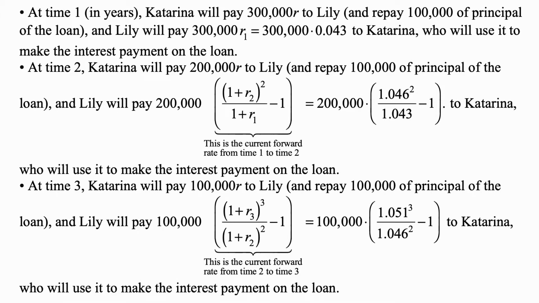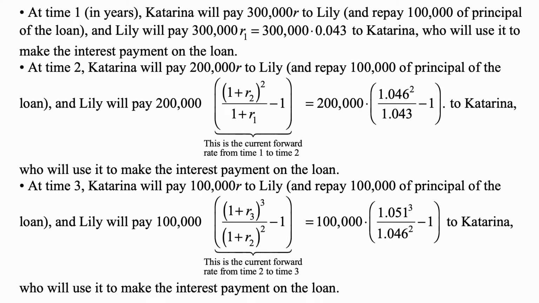So here it is. At time 1, Katerina will pay $300,000, the principal amount, times R, the interest rate, to Lily, and she will also repay $100,000 of principal of the loan, and Lily will pay $300,000 times R1. That's the spot rate from time 0 to time 1. So that's the rate used for the payment in the first year, which is 4.3%, so that's 300,000 times 0.043 to Katerina, who will use it to make the interest payment on the loan.